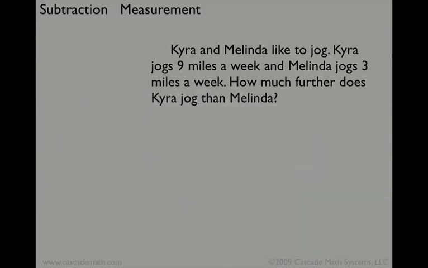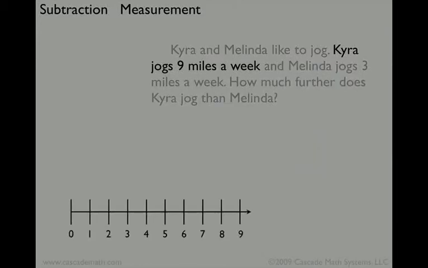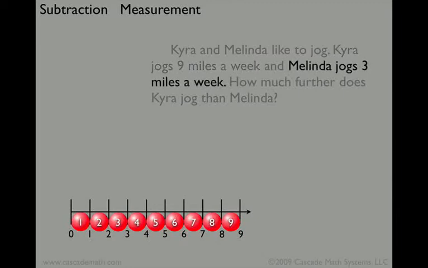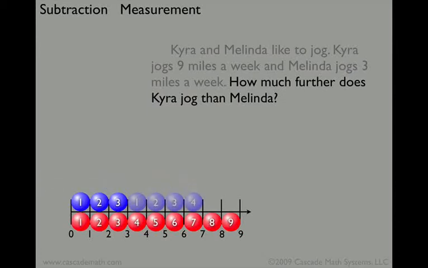Here's how I work the problem. I'm going to use 9 balls to represent the miles that Kira jogs each week. 1, 2, 3, 4, 5, 6, 7, 8, 9. I will use 3 balls to represent the miles that Melinda jogs each week. 1, 2, 3. Let's compare the distances they jog and see how much further Kira jogs. 1, 2, 3, 4, 5, 6.